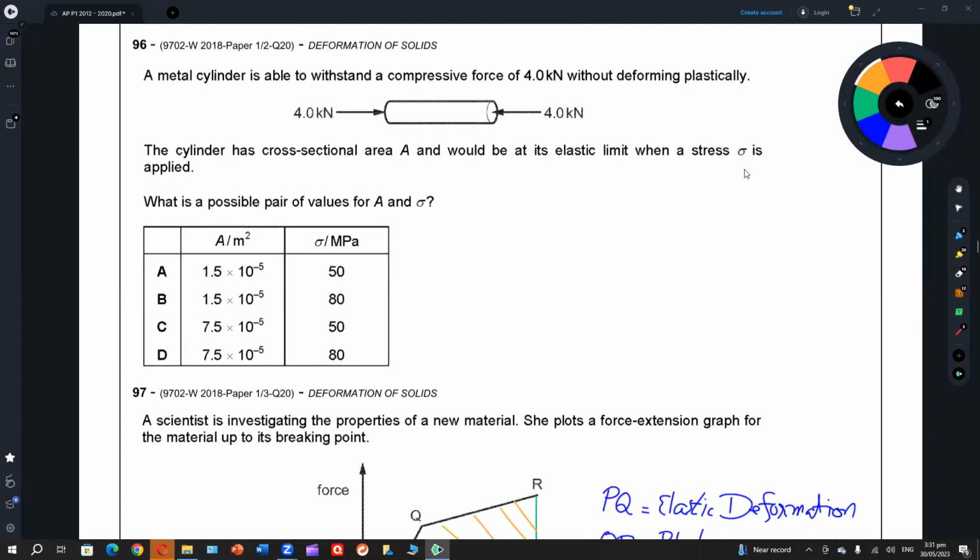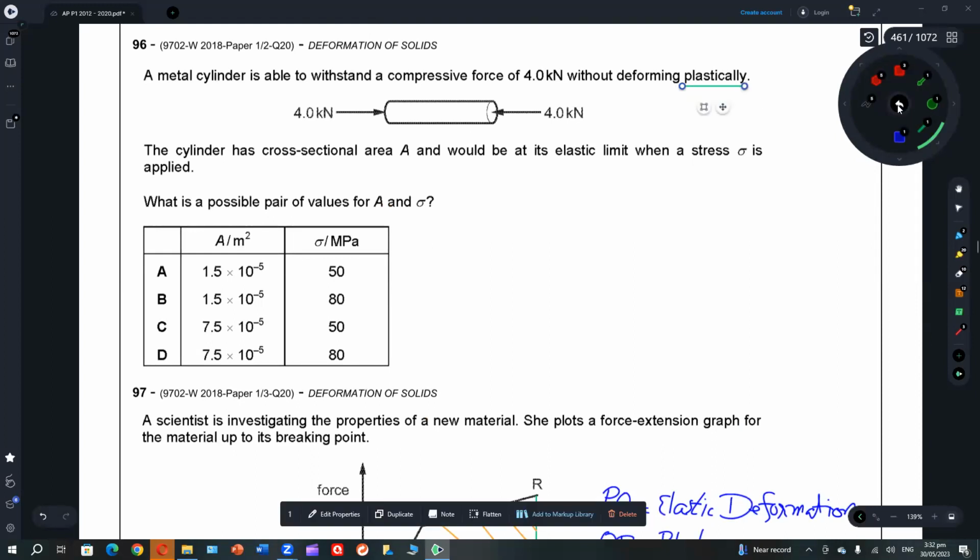A metal cylinder is able to withstand a compressive force of 4 kilonewton without deforming plastically. The cylinder has cross-sectional area A and would be at its elastic limit when a stress sigma is applied. What is the possible pair of values for A and sigma?